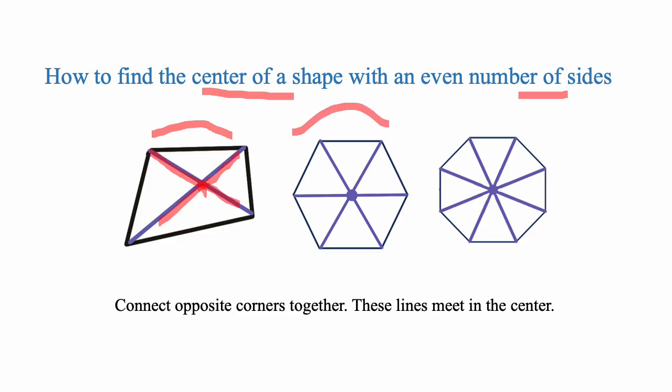This is a hexagon. I connected opposite sides together 3 times, and when I did that, I found the center of the hexagon. And we do the same thing for an octagon, connect opposite sides together to find its middle.